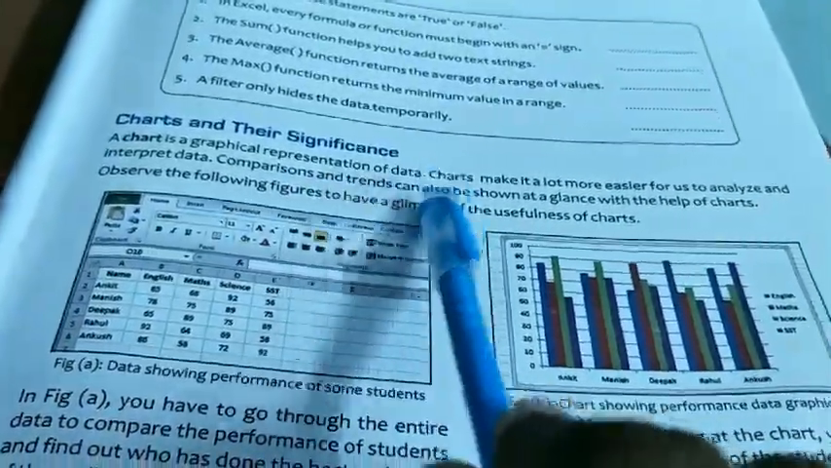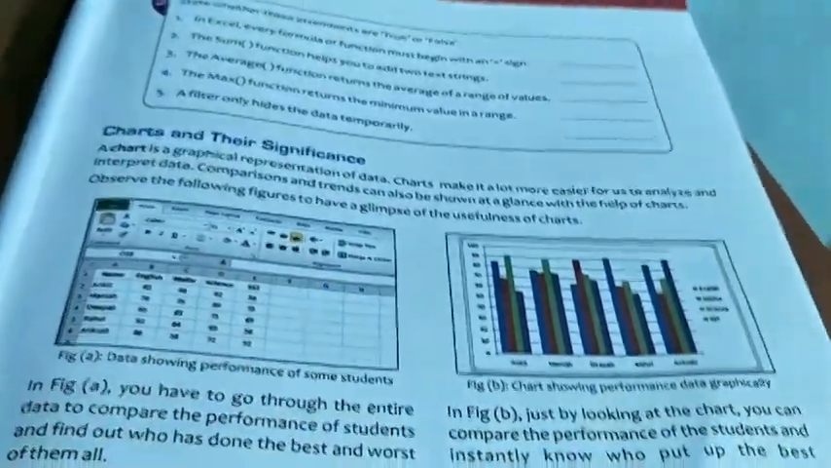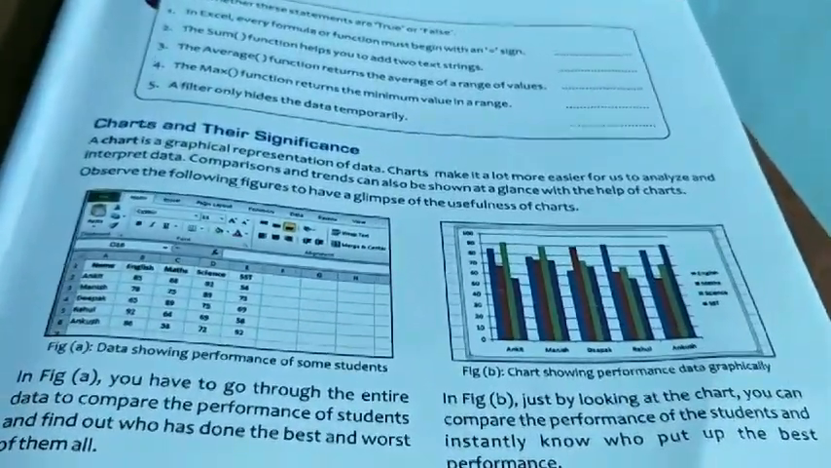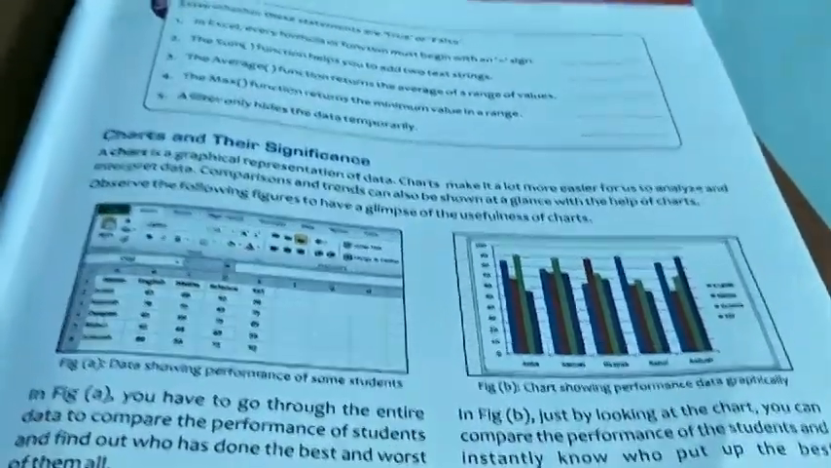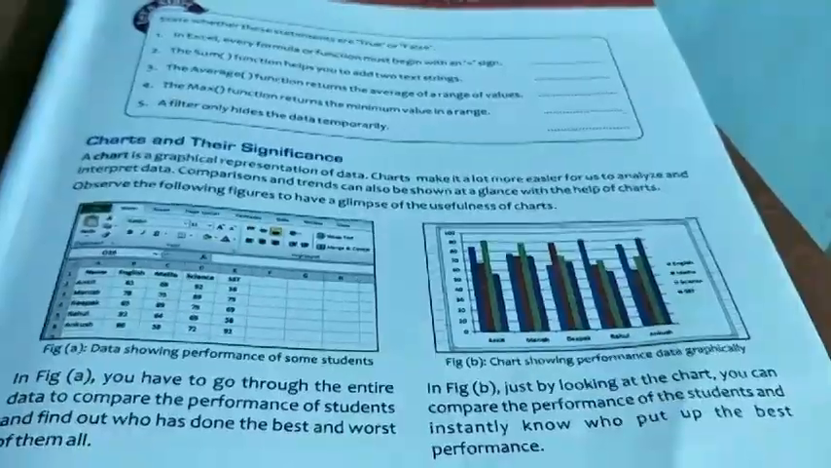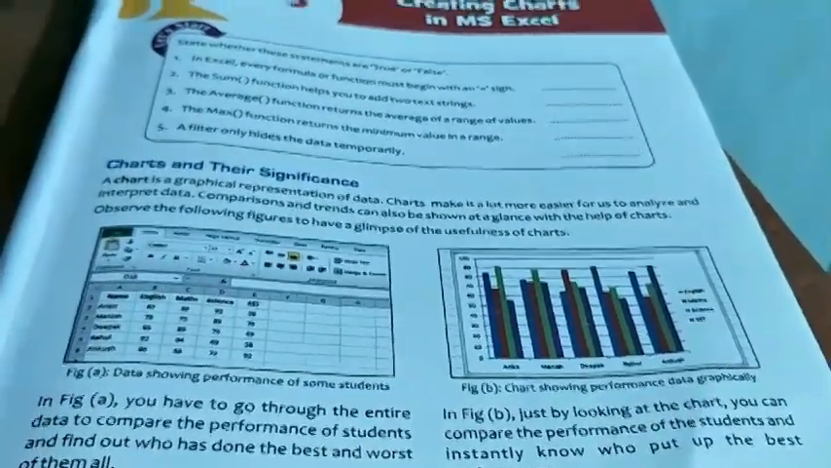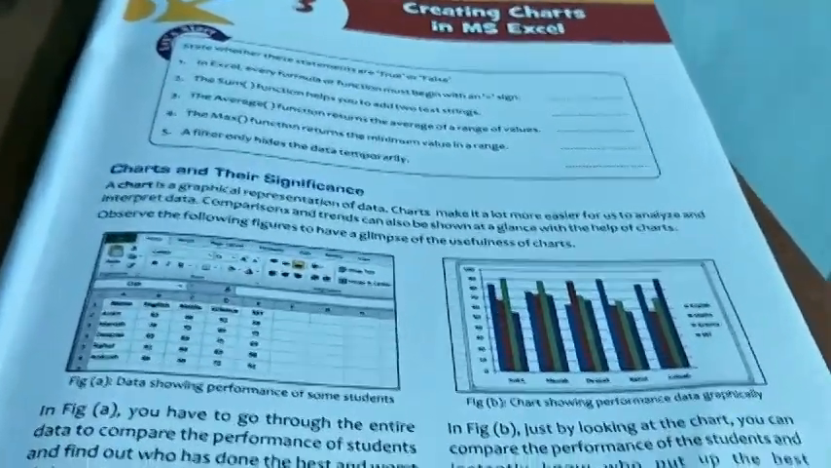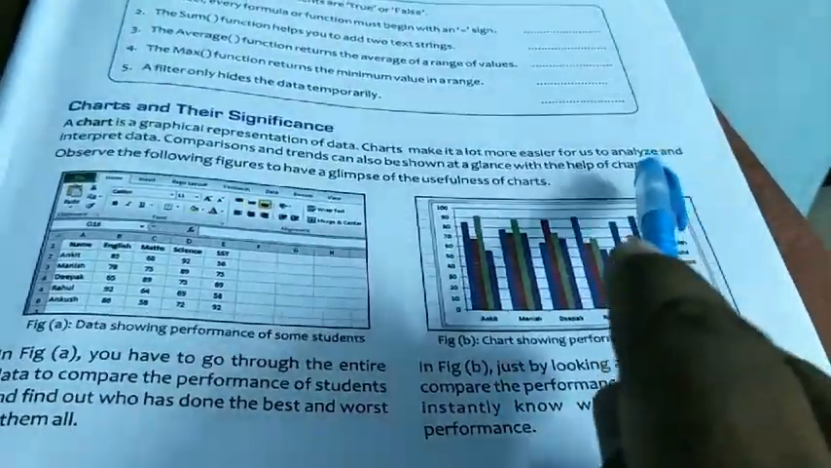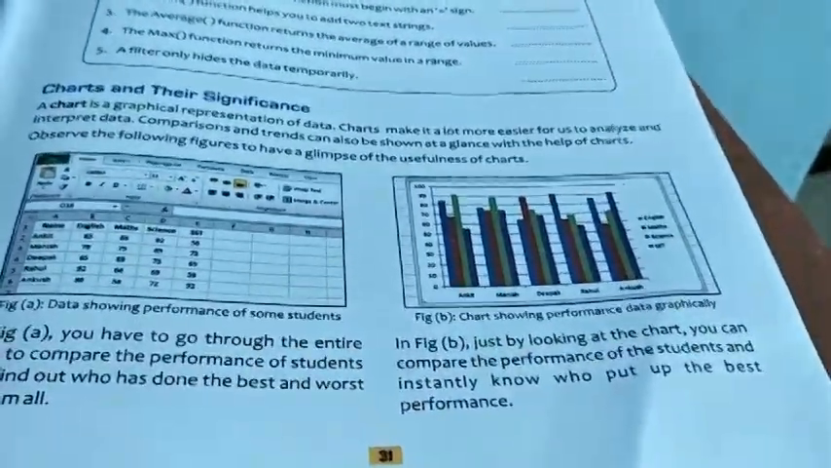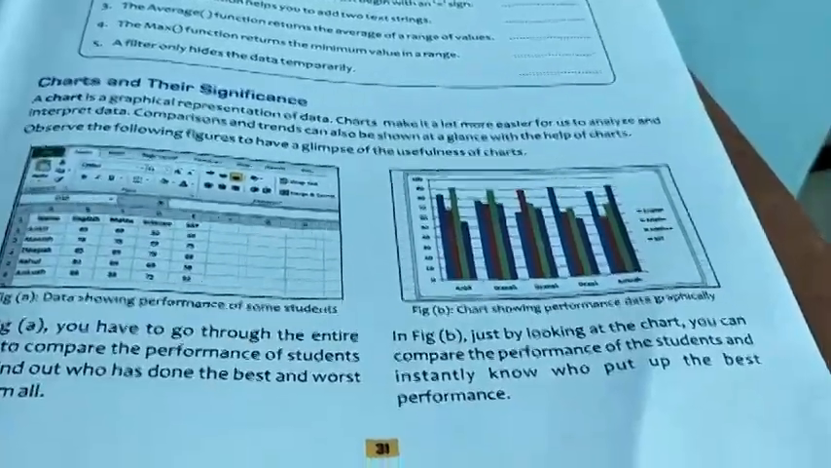Now look, comparison and trends can also be shown. Comparison means this one, and trends means different types of things you can also display with the help of charts. Means you can also display the different companies of mobile phones and their sales, okay, in a chart at a glance, in detail, at a big level with the help of chart, okay?